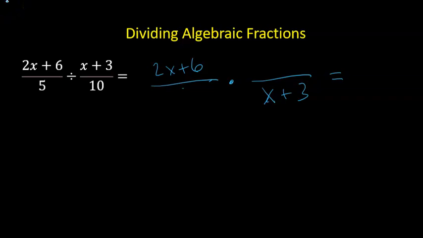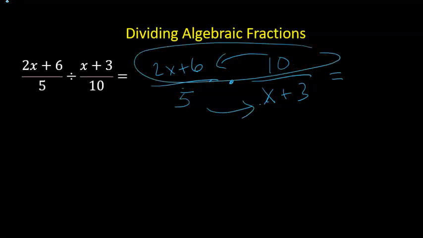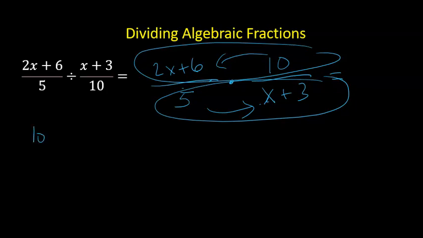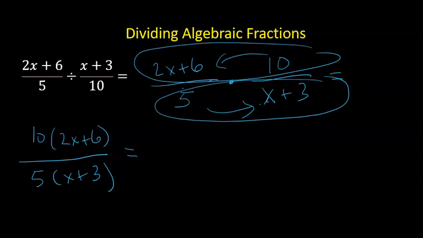What was that? It was a 5, and then it was a 10 up here. Okay, let's go ahead and multiply it together. What does it give me? It gives me 10 times 2x plus 6 over 5 times x plus 3. Yeah, this is way, way, way better.